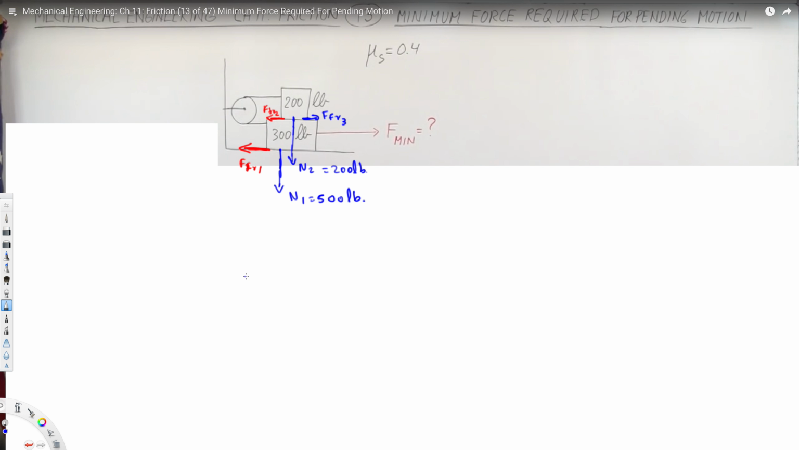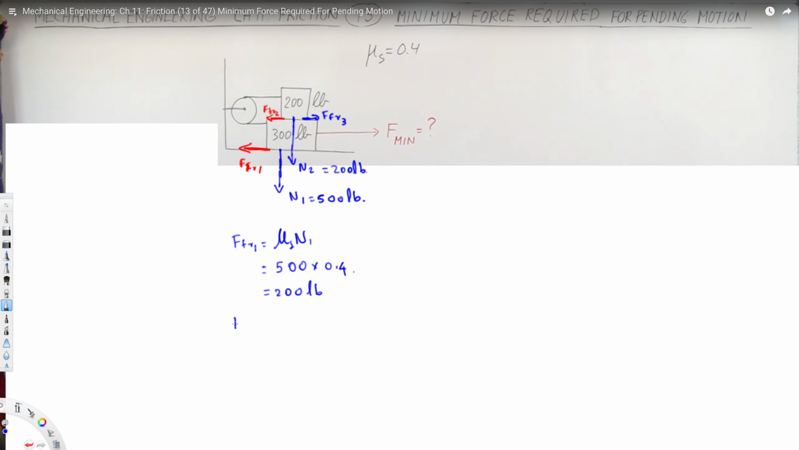So first we have to calculate the friction forces. Let's begin with the first one. Force of friction is equal to mu s times N. This is the general definition for the friction force. We have normal force 500. I'm calculating the force of friction 1, so 500 times 0.4, which will give us 200 pounds.